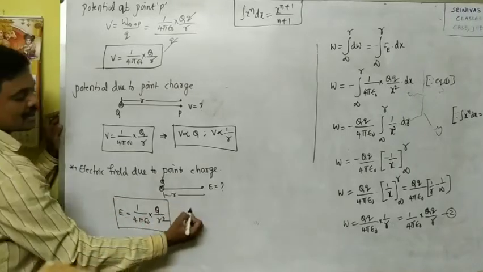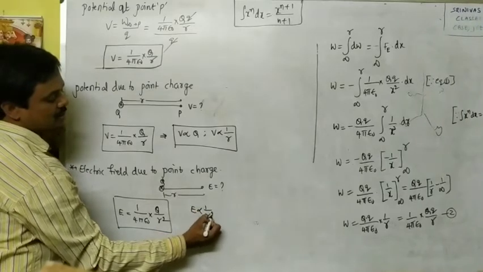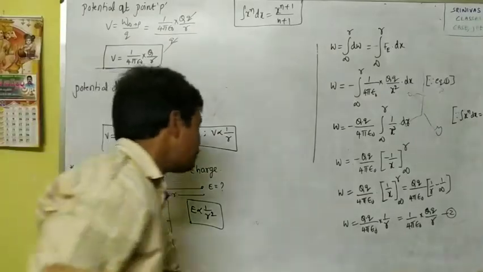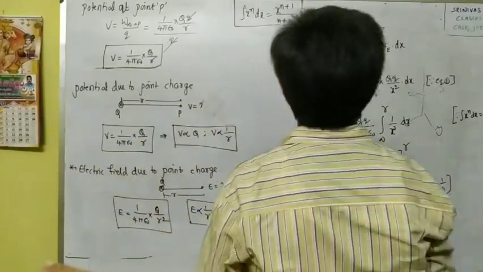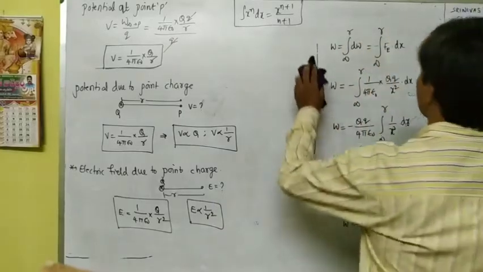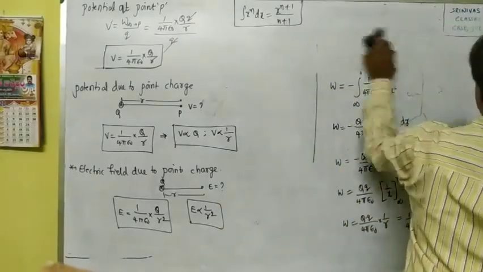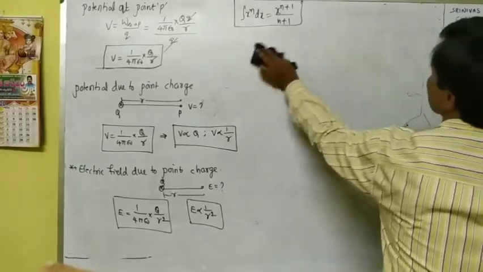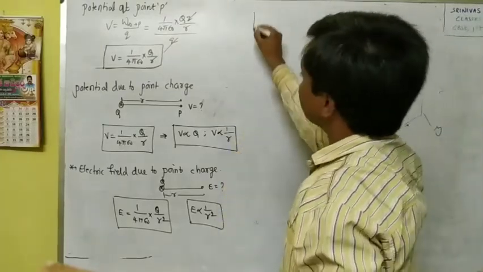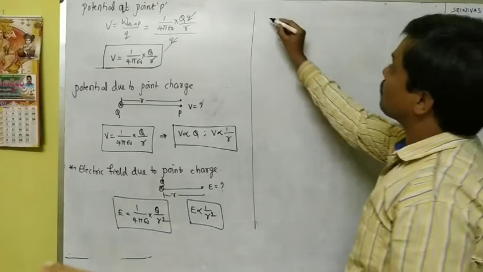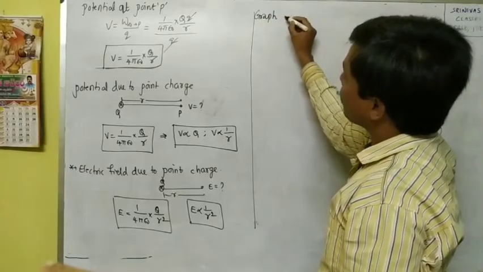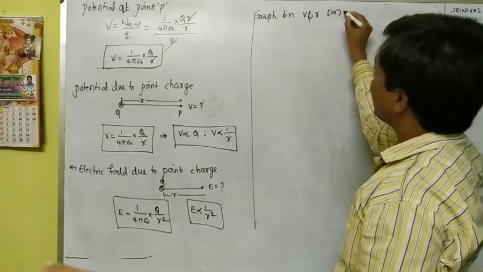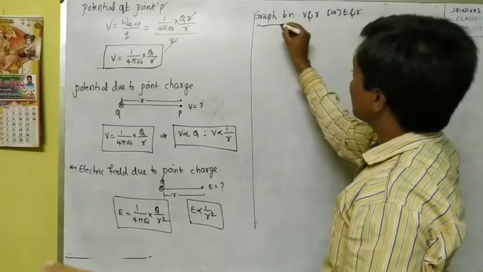That means here the electric field is inversely proportional to the square of distance, but the potential is inversely proportional to distance. Now if we draw the graph between E versus R and V versus R, how will it look? Let us see the graph between V and R, or E and R.